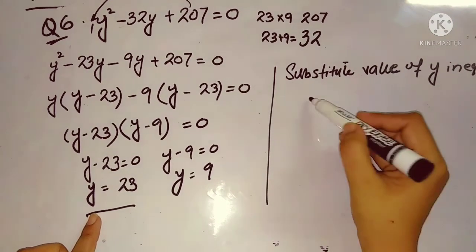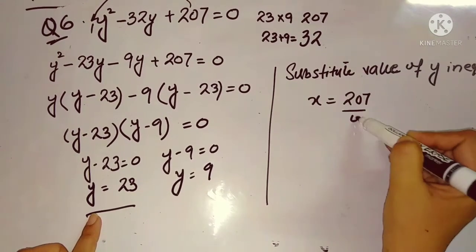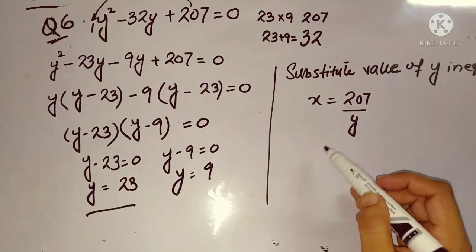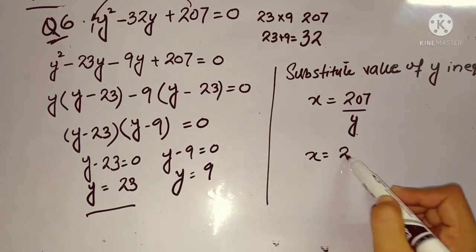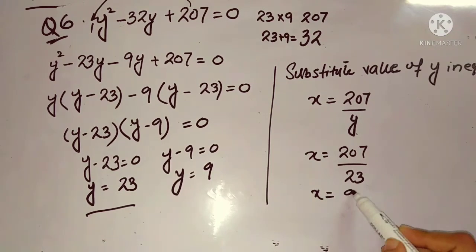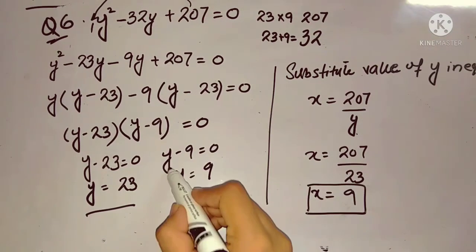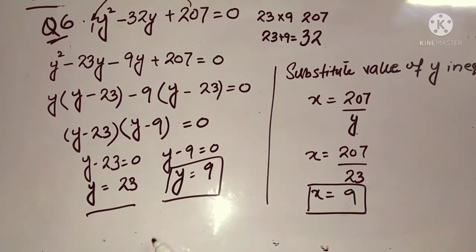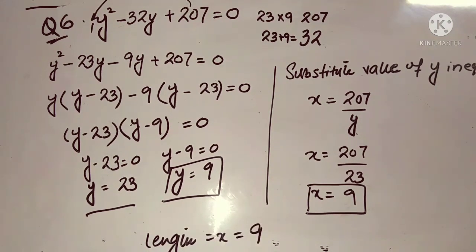Actually students, now I will take this value of y, which is 23, and when I put this value in equation 1, I will get the value of x. So I will write down: substitute value of y in equation 1. Equation 1 was x is equal to 207 over y. We made this equation at the start; you can go back to see it. So x is equal to, now I'll substitute the value of y. The y is 23. So when you divide 207 by 23, you get 9.